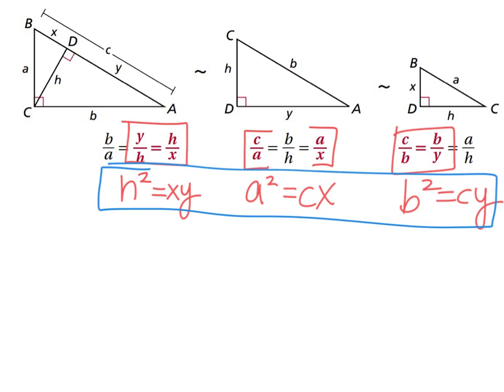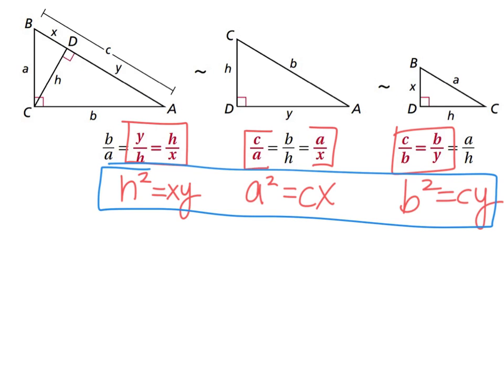Now this one, B squared equals C times Y. We go to the other leg. B squared equals Y times C. It's just the opposite of this. A squared equals X times C. B squared equals Y times C.